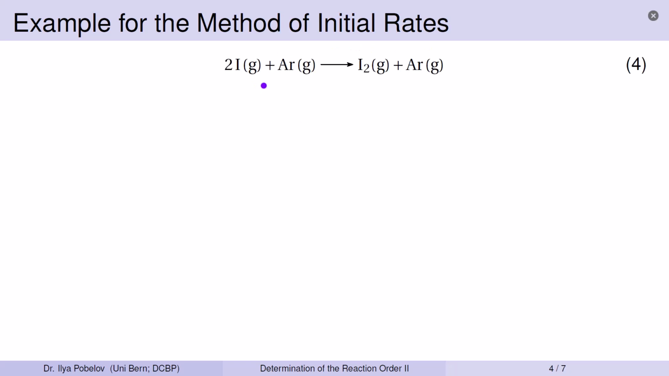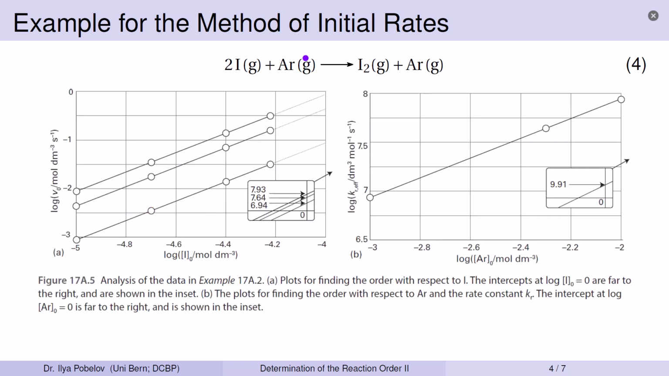In this example, the focus is on examining the recombination of iodine atoms in the gas phase in the presence of argon. The objective is to evaluate the orders of reactants in this reaction using the method of initial rates. The first figure illustrates this relationship of the logarithm of the reaction rate against the logarithm of the concentration of iodine while keeping the concentration of argon constant. The slope of the lines in this graph directly indicates the reaction order with respect to iodine.